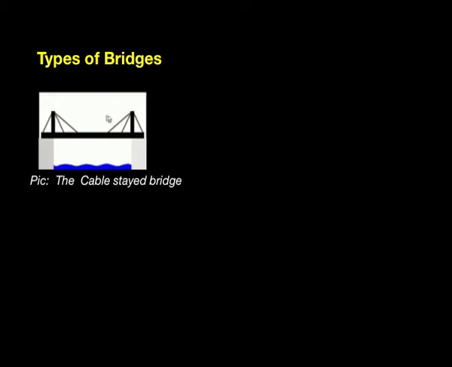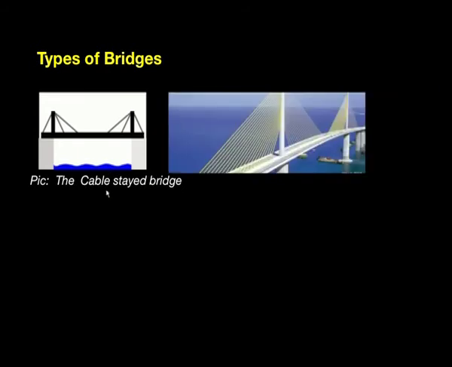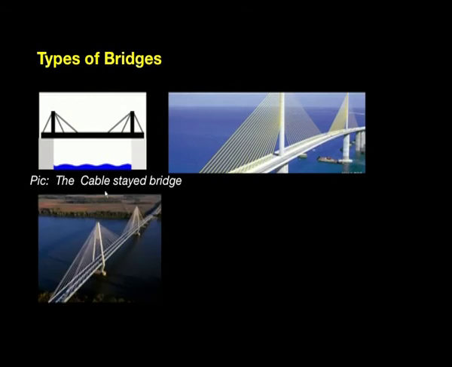Instead, these pylons are comparatively larger than what we saw in suspension bridges, and there are cables from the top of these pylons which actually pull the bridge up and which actually makes the bridge stay in its place. So, it is the cable that stays the bridge, hence the name cable stayed bridge. You see examples of cable stayed bridges.